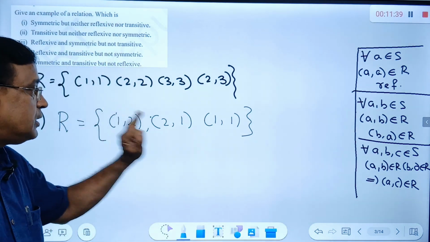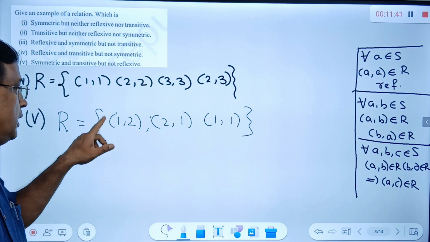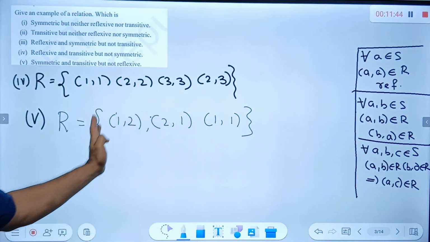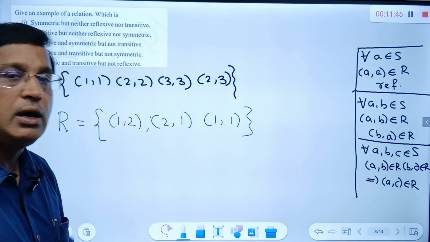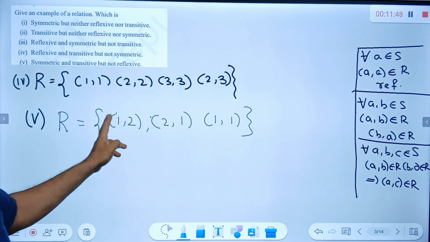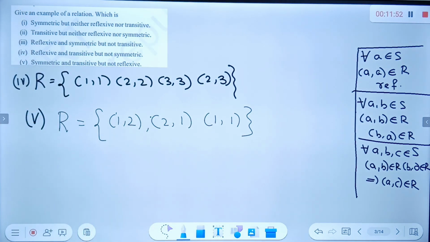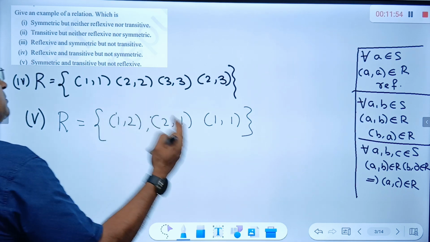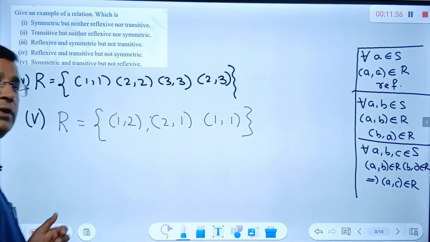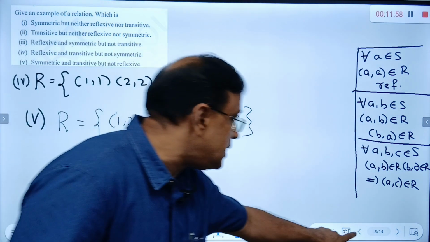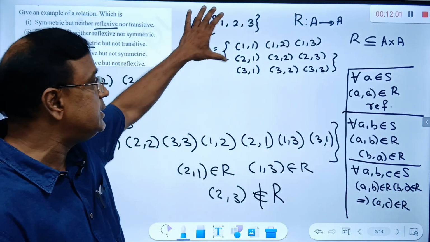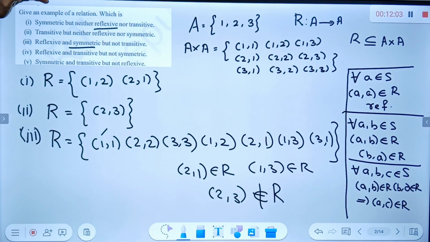2 comma 2, 3 comma 3 is not in R, and it is definitely symmetric because A comma B belongs to R, B comma A belongs to R. It is definitely transitive because AB belongs to R, BC belongs to R, AC also belongs to R. So this is an example of a relation which is symmetric, transitive, but not reflexive. So I have given an example with one situation, with one set. I have covered all the subdivisions.